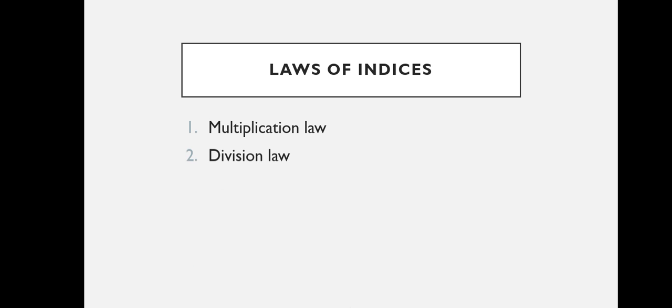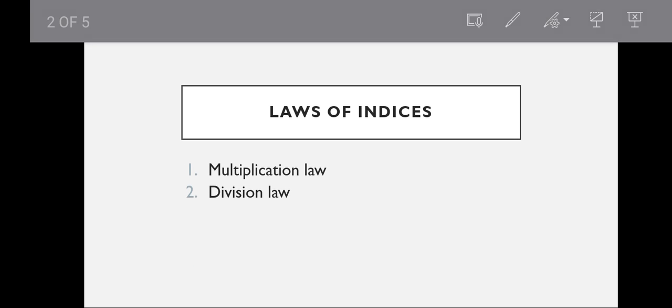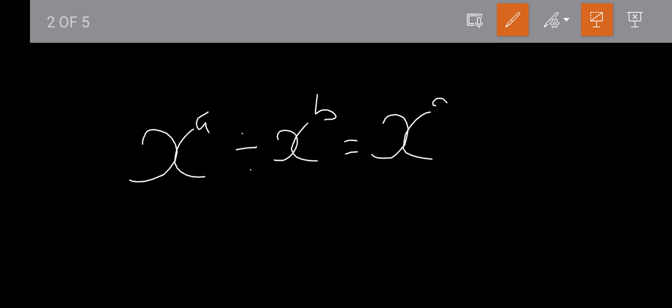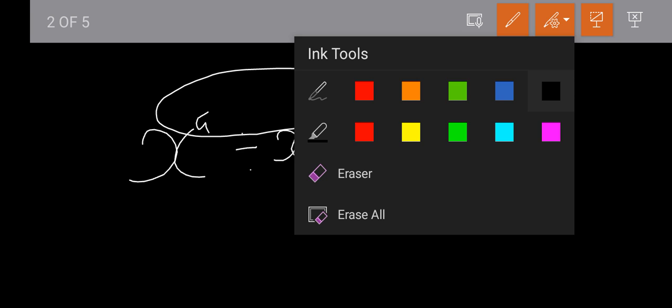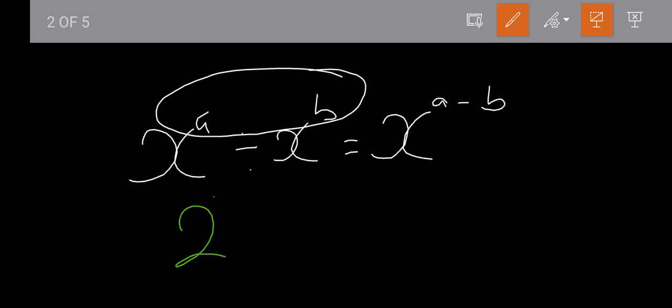The next law is the division law. So let's talk about the division law. Now, for the division law, the law says if I have x raised to power a divided by x raised to power b, it's simply put as x raised to power a minus b. So the law says I subtract the indices. So if I have, let's say, 2 raised to power 3 divided by 2 raised to power 2.